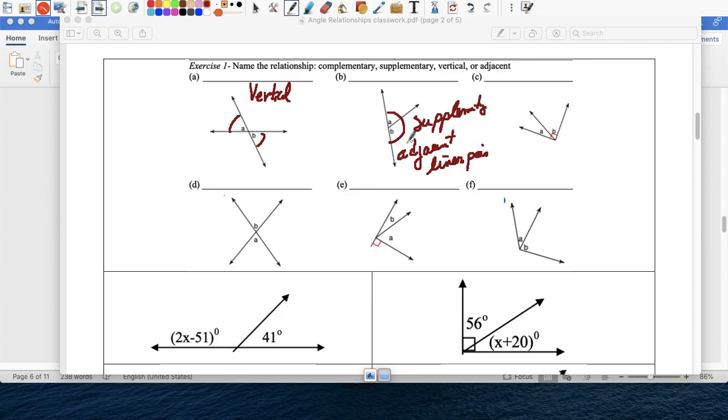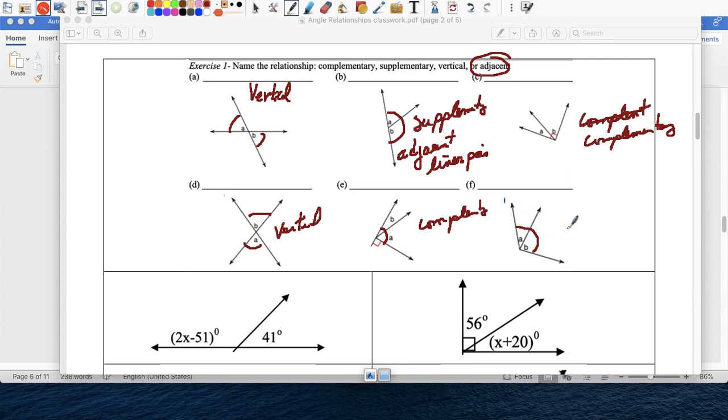Okay, so if you want to add on, A and B here are complementary. They add up to 90 degrees, and they're also adjacent. B and A, vertical angles. This is vertical. This again, this angle A and B are complementary because they add up to 90. And these two are nothing. They're just adjacent. They don't add up to either 90 or 180.